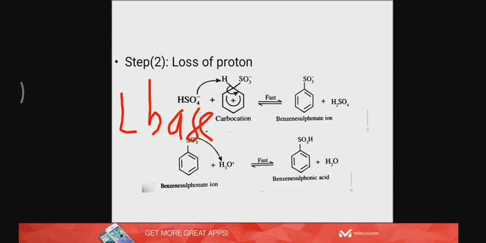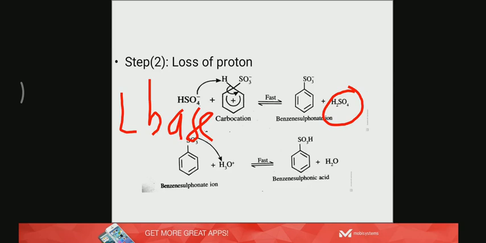SO3 minus is formed, C6H5SO3 minus is formed, plus H2SO4. This H2SO4 is the catalyst actually in the reaction. At the same time, it is a dehydrating agent also, shifting the equilibrium to the right. It is regenerated in this step, consumed in the first step, and finally there is one more equation.